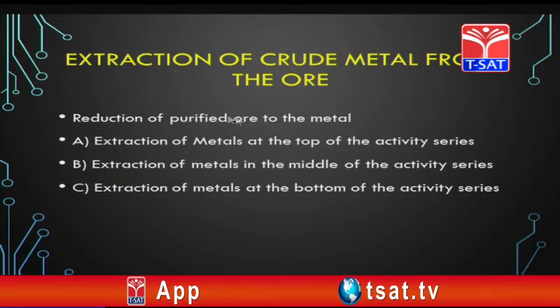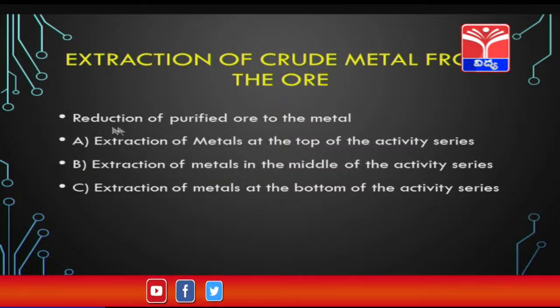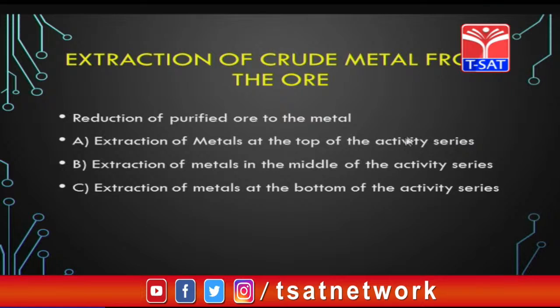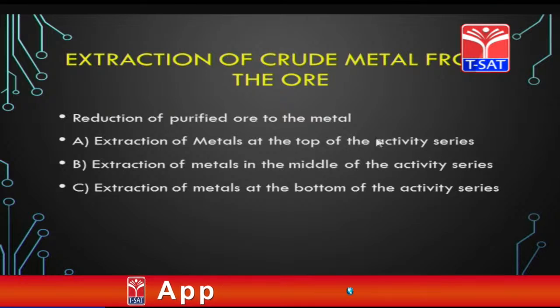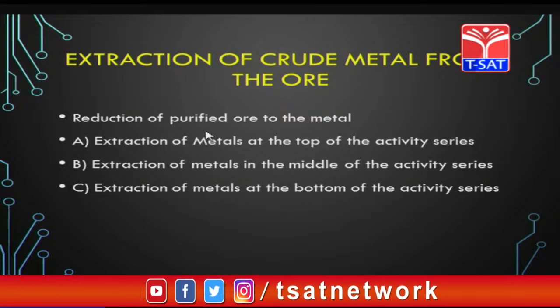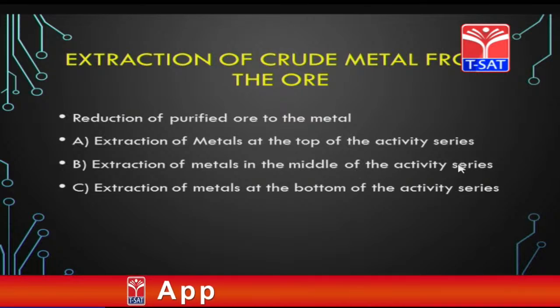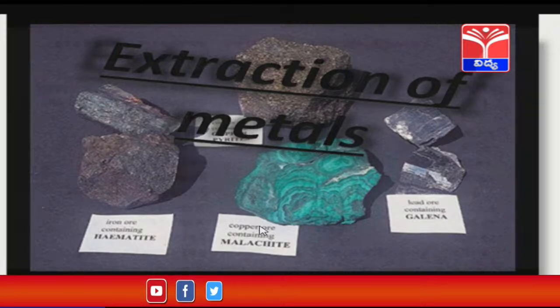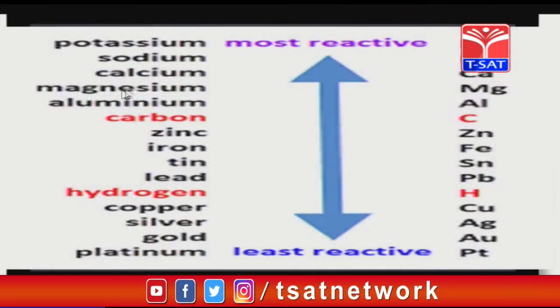Children, the reduction of purified ore to the metal has three steps depending upon the activity series of the metals. The first series are the highly reactive metals. Metals with high reactivity, or the metals at the top of the activity series, can be reduced by different methods, and extraction of metals in the middle of the activity series involves different methods of extraction of ore. Then extraction of metals at the bottom of the activity series. So in the extraction of metals, the activity series plays a major role.